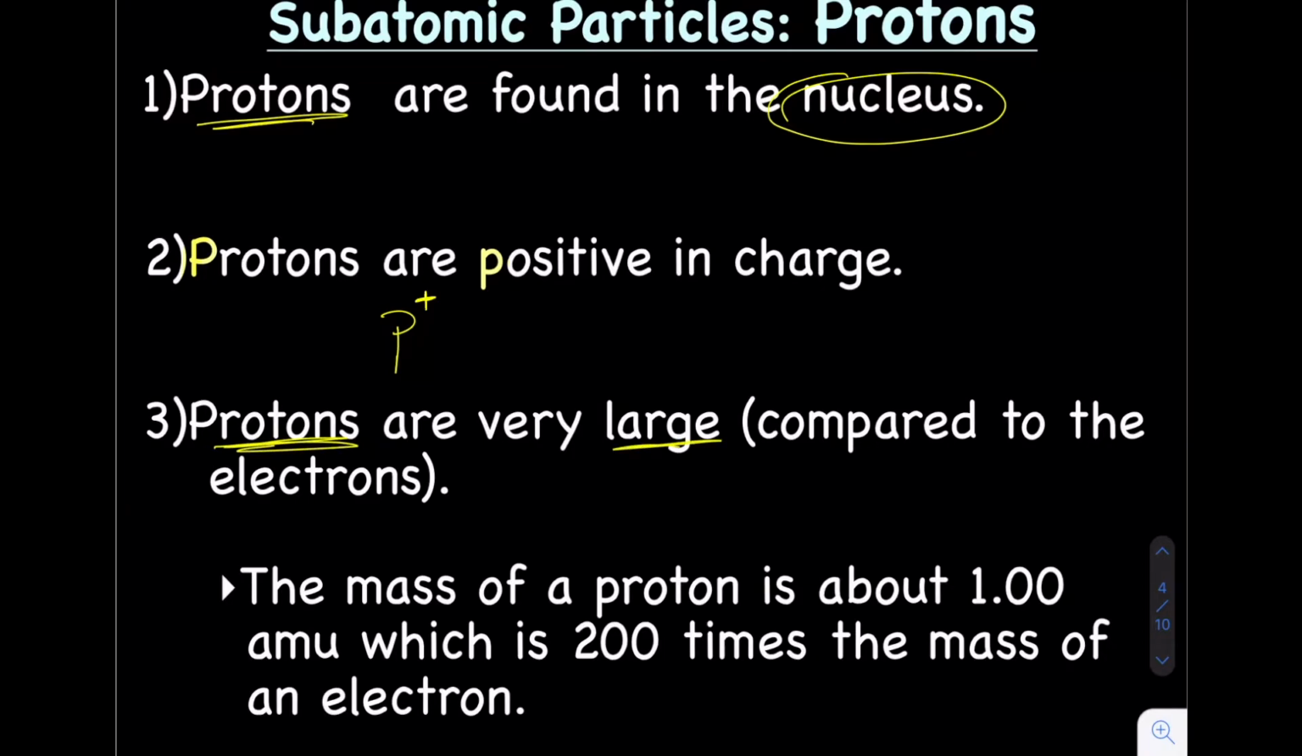All right, next up is protons are very large. Now, to be honest, protons are not large at all. They're actually really, really tiny. We can't even see them with the naked eye. But when I talk about a proton being large, I'm talking about the size of the proton compared to the 3 subatomic particles, protons, neutrons, and electrons. So protons are really large when we compare them to the size of an electron. In fact, the mass, or you can think of how much something weighs, is about 200 times more than an electron. And the actual mass of a proton is 1 AMU.